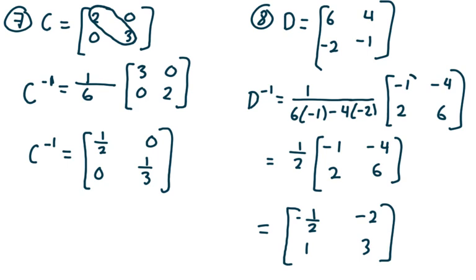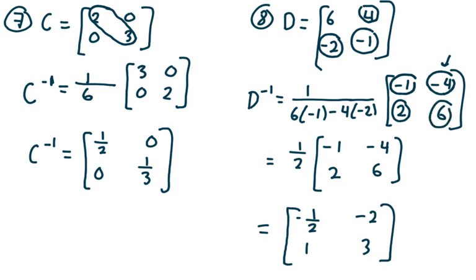So the first entry here is lowercase d. That's this entry, right? The second entry is the opposite of b, right? Remember, this is b. This is negative b. This entry is c. This entry is negative c. And then this entry is a.